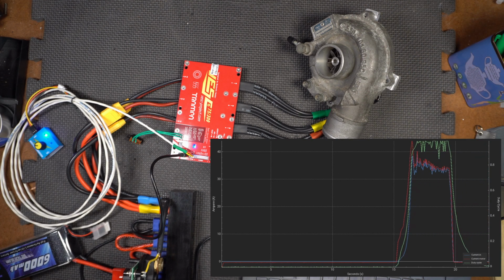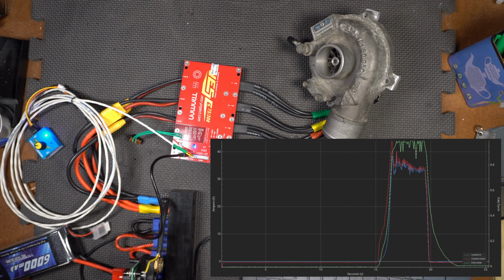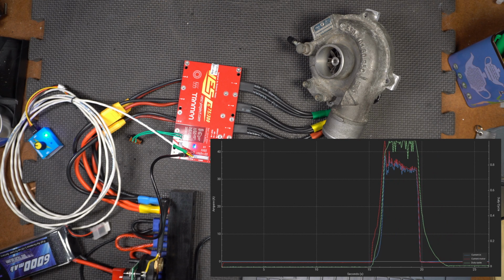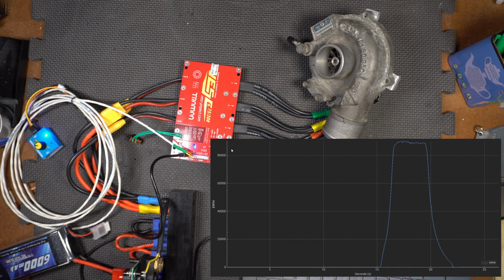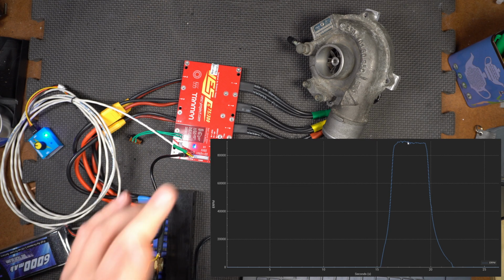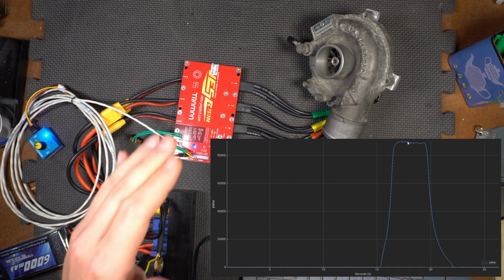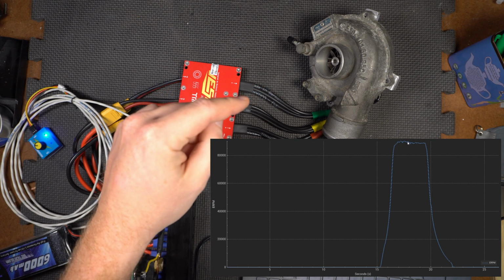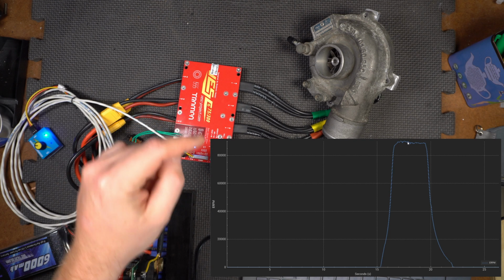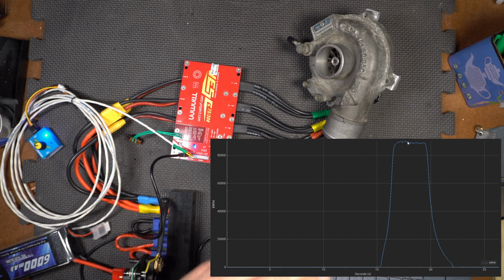Okay, so that was interesting. Let's take a look at what ERPM we actually hit. It looks like we're right around 90,000 ERPM. What is ERPM and how does it relate to actual RPM? Well, ERPM is electrical RPM and it's based on the number of pole pairs in your motor. This motor is a 4-pole motor, which means it has 2 pole pairs. So you take your ERPM number and divide it in half. Here we hit approximately 90,000 ERPM, so cutting that in half, we saw about 45,000 impeller RPM.